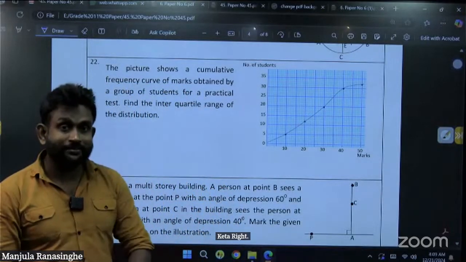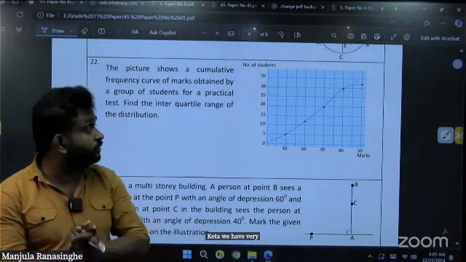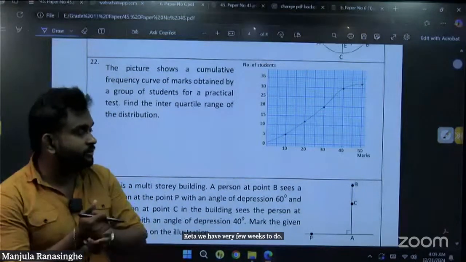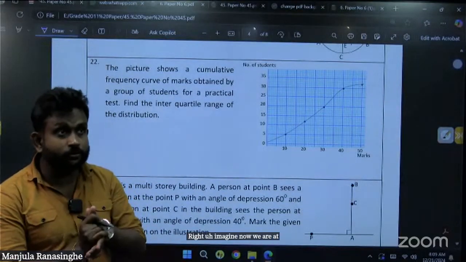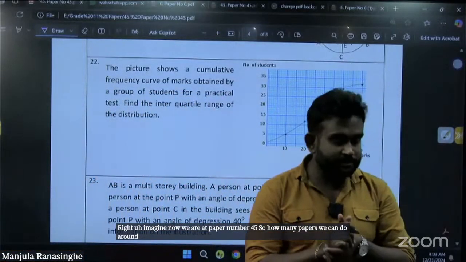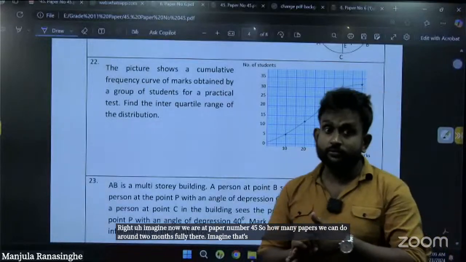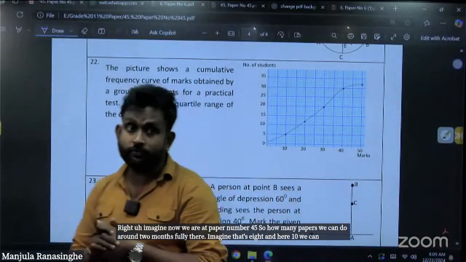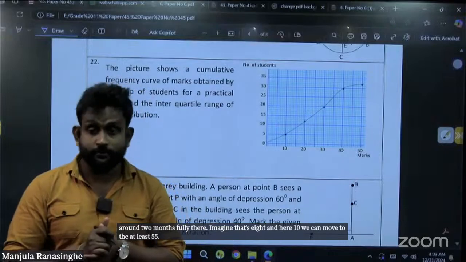We have very few weeks to do. Right, imagine now we are at paper number 45. So how many papers can we do? Around 2 months fully there. Imagine that's 8 and here 10. So we can move to at least 55, 56 papers.